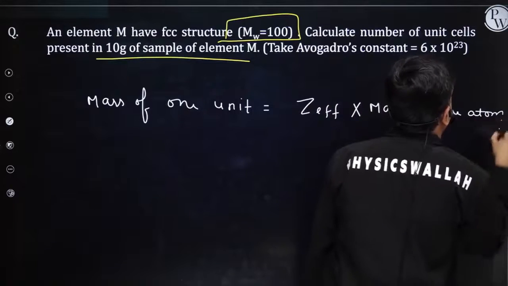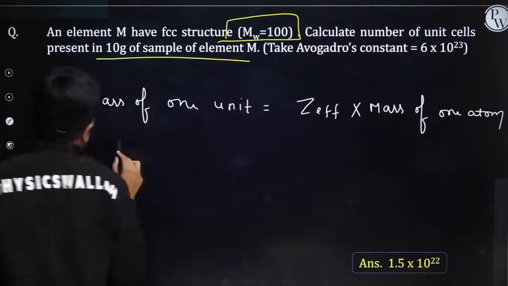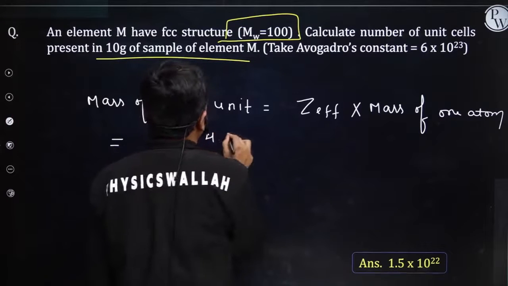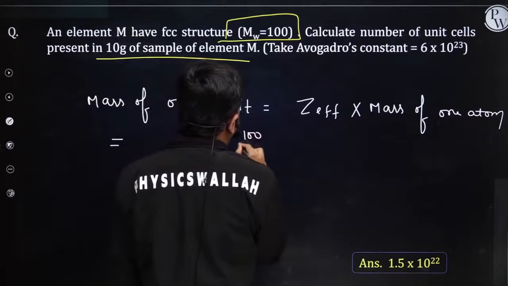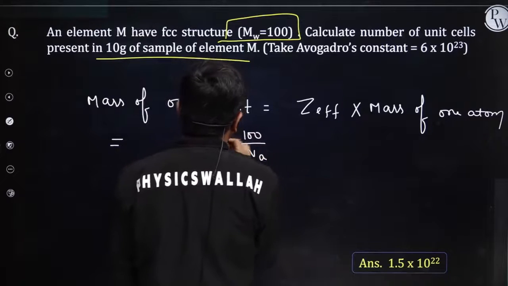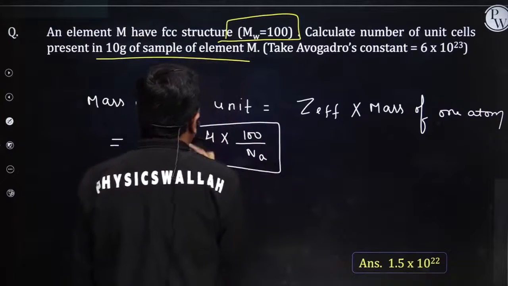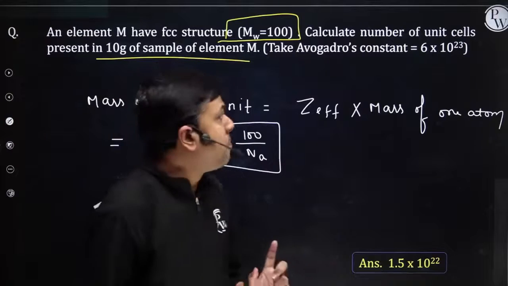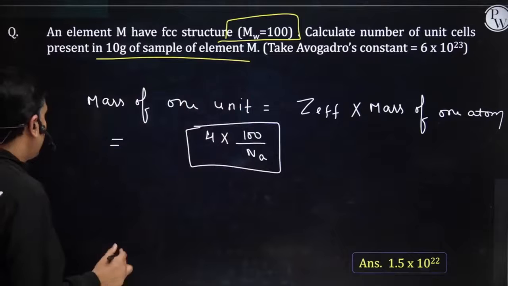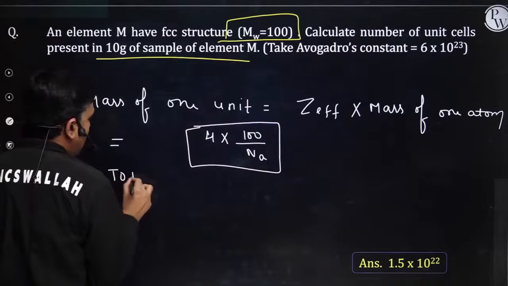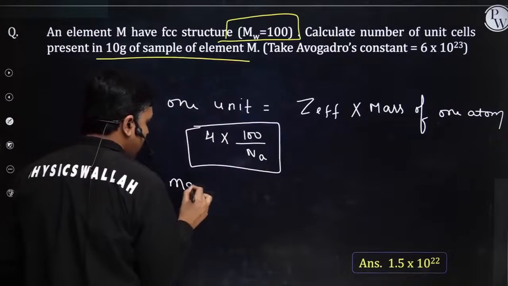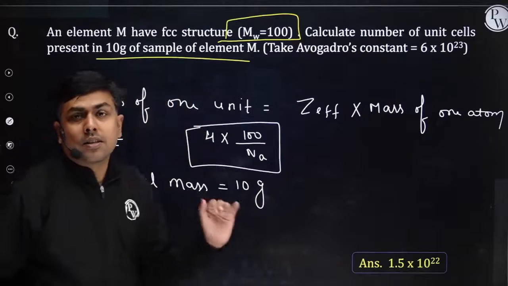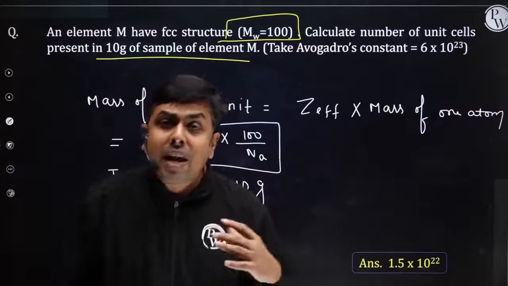Right, student? Okay. In case of FCC, what's the value of Z effective? Z effective is 4. 4 into 100 by Na. This is the mass of one unit cell. 4 into 100 upon Na. Now the mass of sample is 10 grams. So total mass equals 10 gram. Let's suppose it consists of n unit cells or x unit cells.